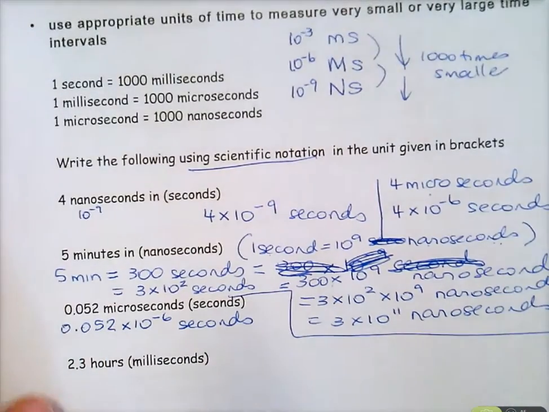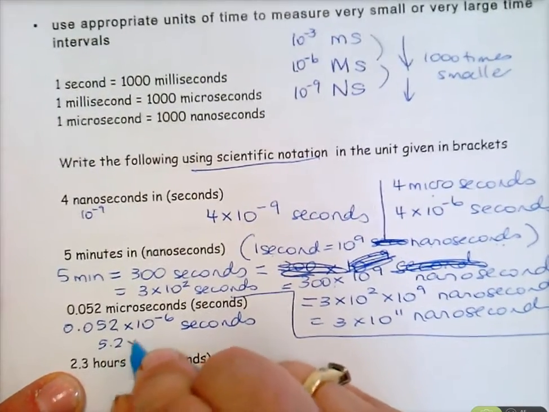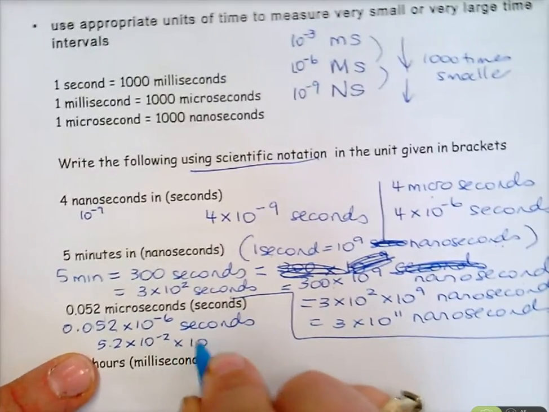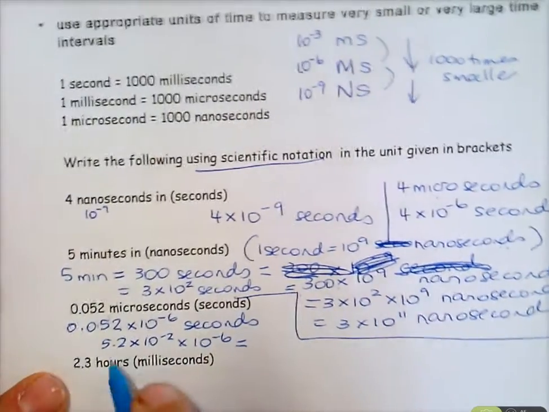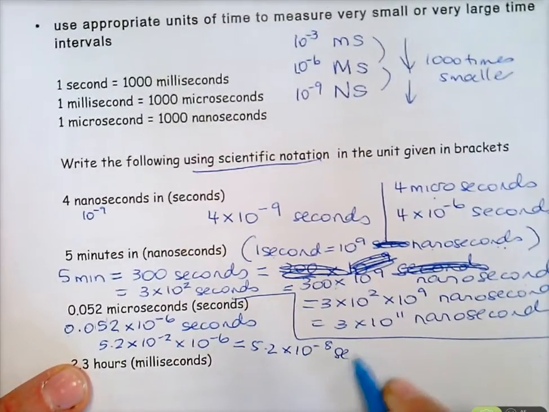How do I write that in scientific notation? So it's 5.2 times 10 to the minus 2 times 10 to the minus 6, which is 5.2 times 10 to the minus 8 seconds.